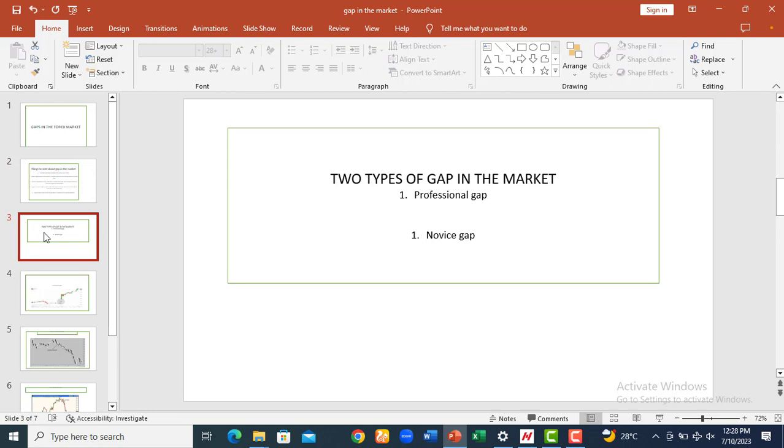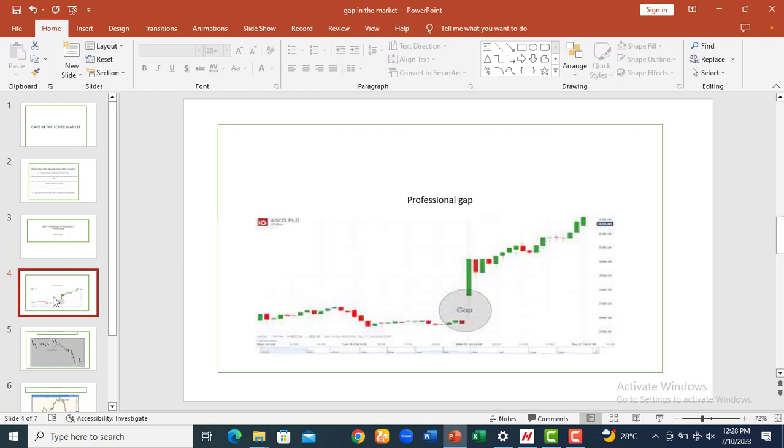Two types of gap in the forex market. We have the professional gap and the novice gap. Now, under the professional gap, we have two types. We have the bullish professional gap and the bearish professional gap.